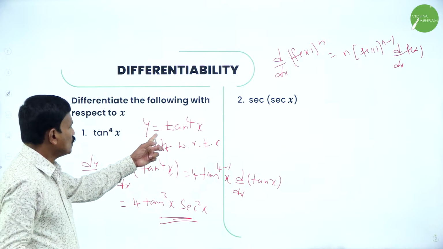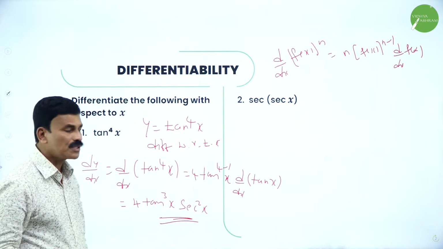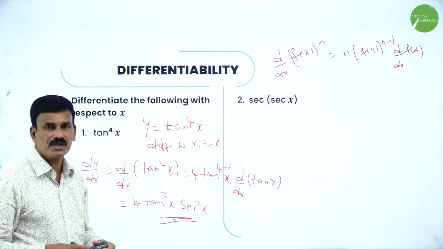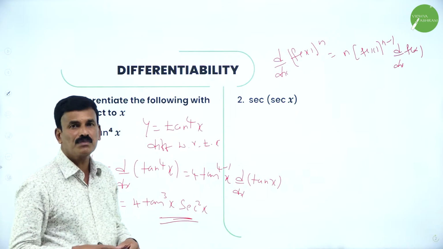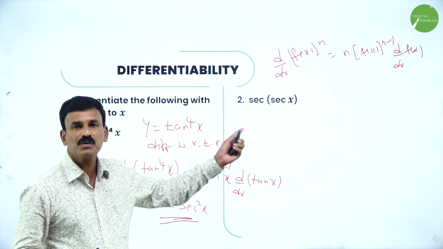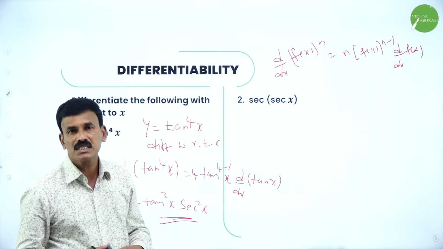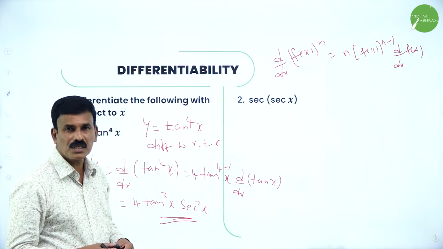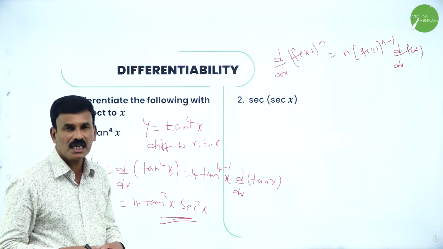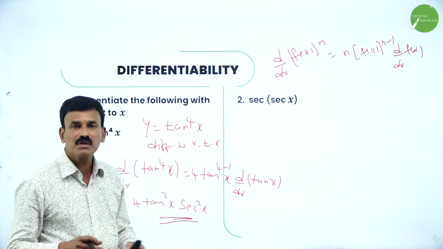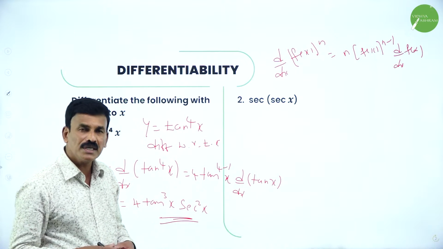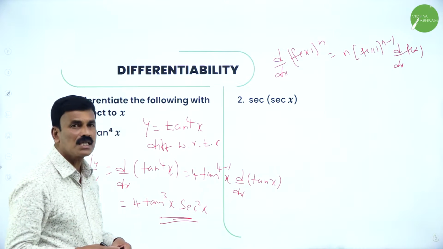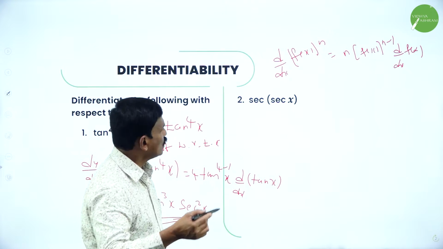So here let y is equal to the given equation, tan to the power of 4x. Differentiating with respect to x, dy by dx is equal to d by dx of tan to the power of 4x. Now we know d by dx of f of x to the power of n is equal to n into f of x to the power of n minus 1 into d by dx of that inside function. So here n is equal to 4, tan to the power of 4 minus 1 x into d by dx of tan x. So 4 into tan cube x into d by dx of tan x, which is secant square x. So the simplified answer is 4 tan cube x into secant square x. Hope you followed. Now let us come to the next problem.